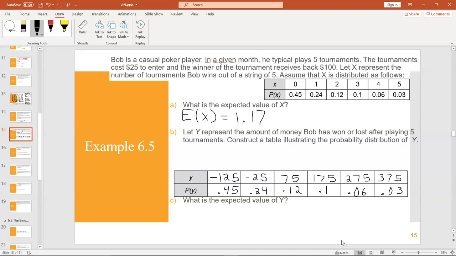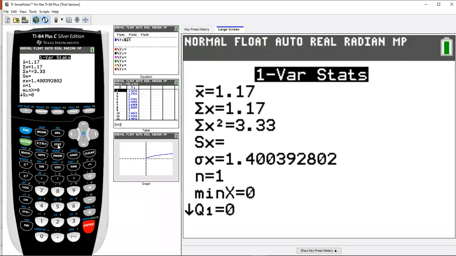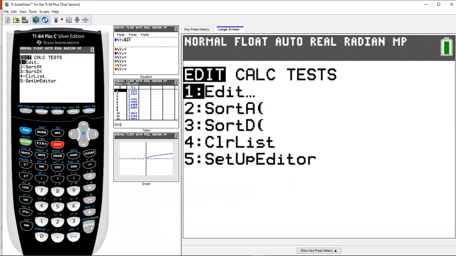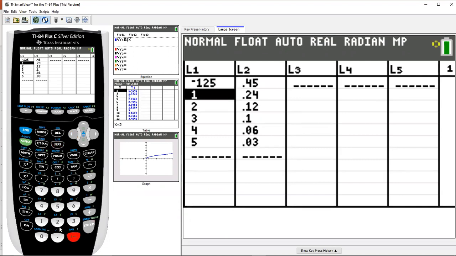So now we want to find the expected value of y. So let's go back to the calculator here. We'll go to Stat. We'll go to Edit. And then this time we're going to change list 1. We're going to have negative 125, negative 25.